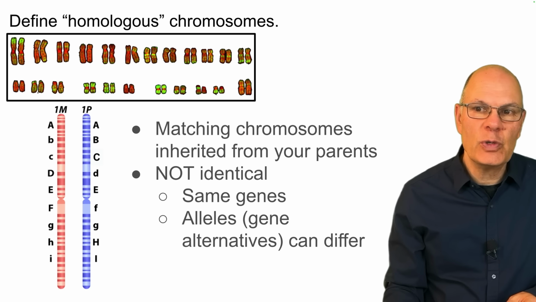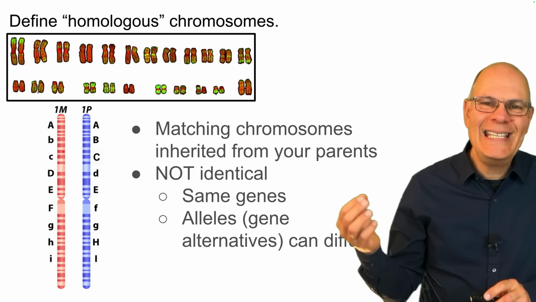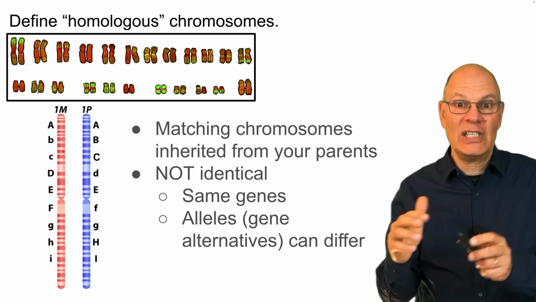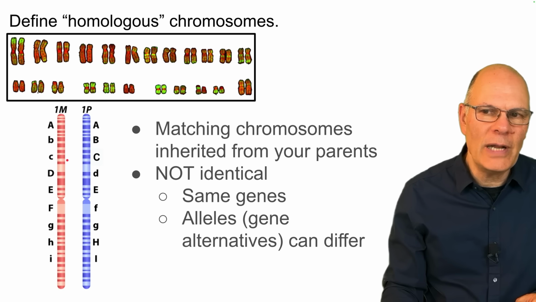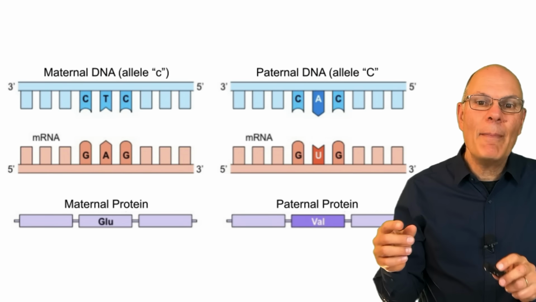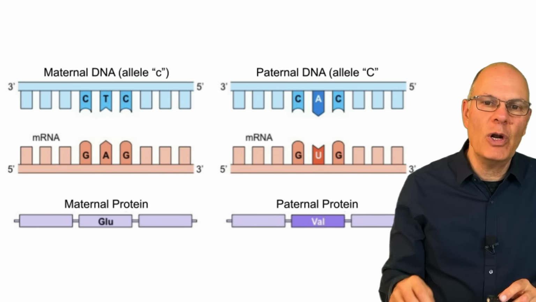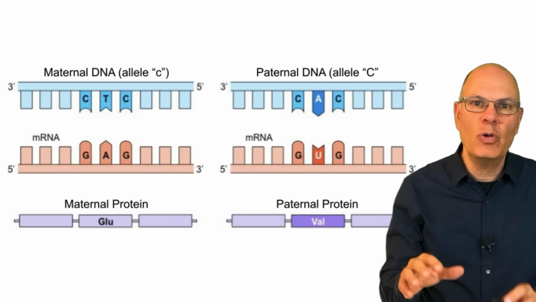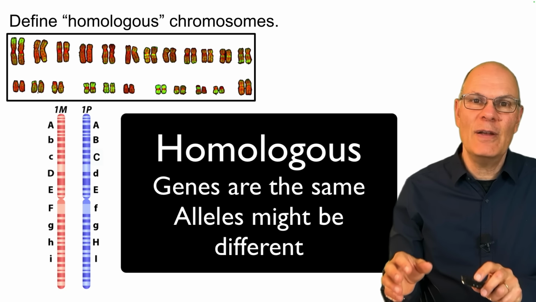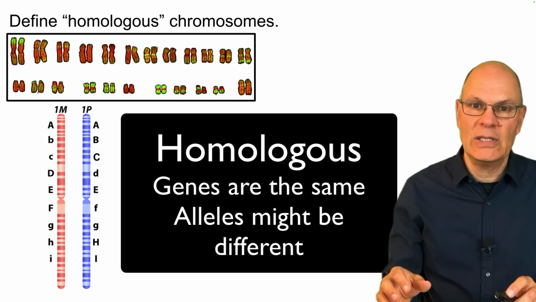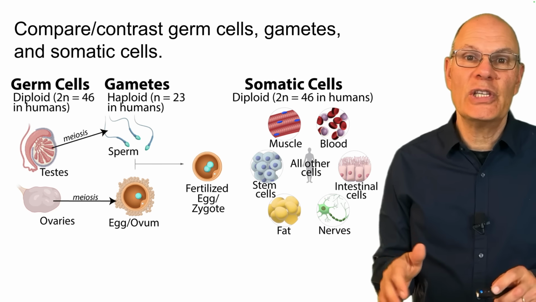Well, let's now think more biologically. If C refers to a specific protein, then the DNA that's coding for a specific sequence of amino acids might be slightly different in what you inherit from your mom and your dad. And that might even be to the extent where the amino acid sequence of that protein differs. So the genes are the same, but the alleles might be different. That's what homologous means.